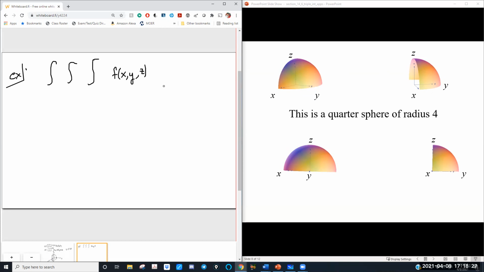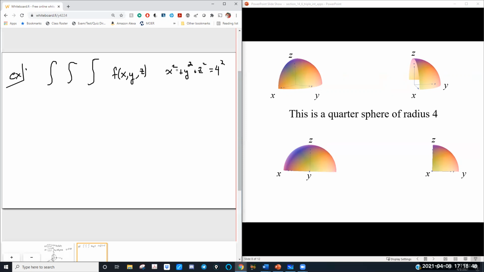All right, so let's talk about how we do this. The first thing we need is to remember the formula for a sphere of radius 4. It's X squared plus Y squared plus Z squared equals 4 squared. Very similar to the circle we had on the third one.